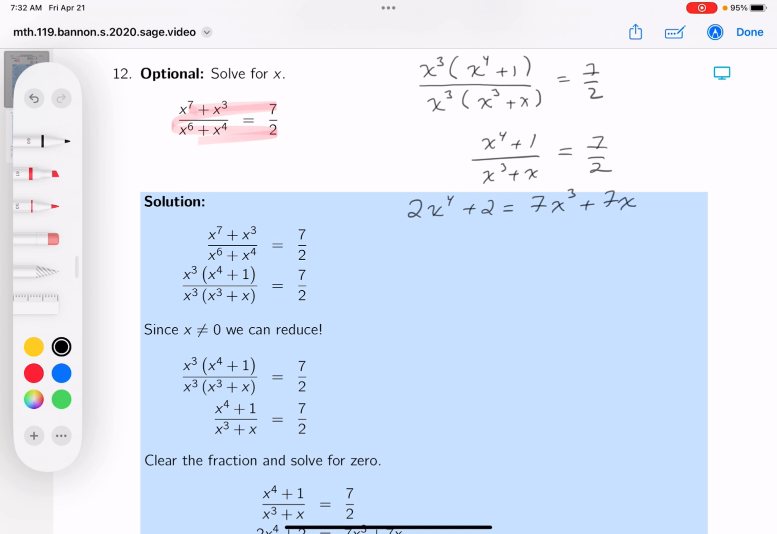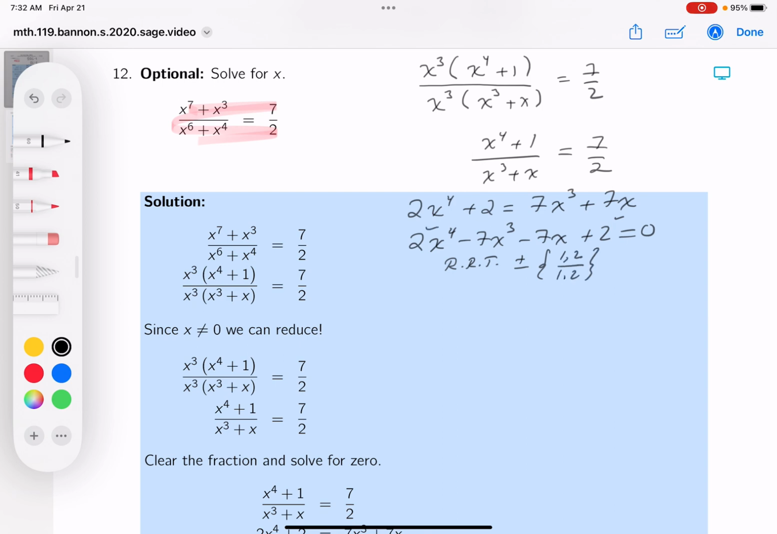Now, I'm no longer in a rational problem. This is polynomial now, and I can rewrite this so it looks like I could figure this out, maybe. Minus 7x cubed minus 7x plus 2 equals 0. I try the rational root theorem, by the way. Rational root theorem. The potential roots here are going to be the factors of 2, which is 1 and 2, over the factors of 2, which is 1 and 2.